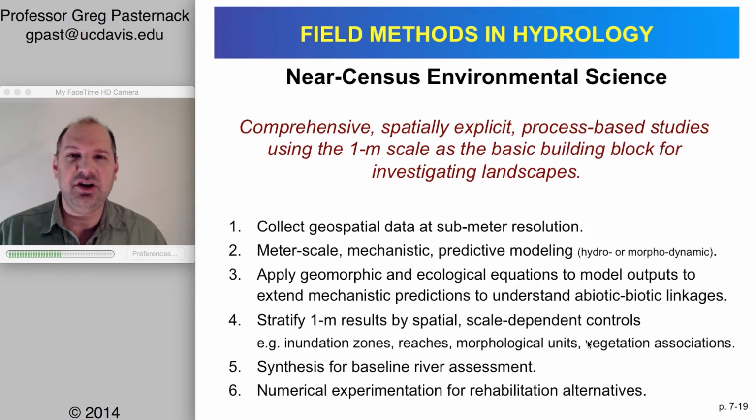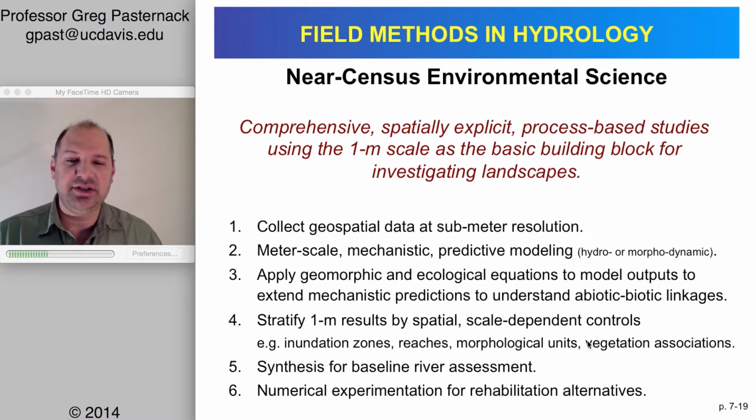Well, you have to collect geospatial data, and I've already given you a presentation using LiDAR and multi-beam to collect this kind of data for topography. You have to then have some kind of meter scale mechanistic predictive model, and that's far beyond this class, but it could be a groundwater model, it could be hydrological, hydraulic, morphodynamic, whatever kind of model. Then you have to layer on top of that model whatever kind of empirical functions you need to extrapolate beyond the state variables of the model to the environmental variables of interest.